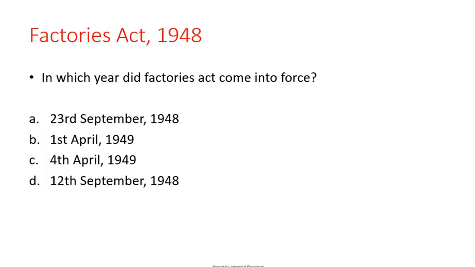First question: in which year did the Factories Act come into force? Options: 23rd September 1948, 1st April 1949, 4th April 1949, 12 September 1948. Correct answer is 1st April 1949.